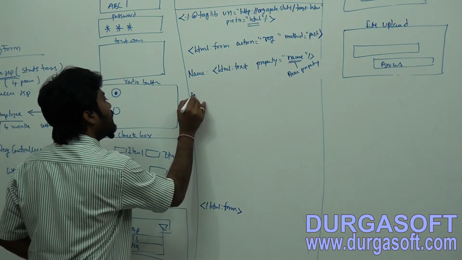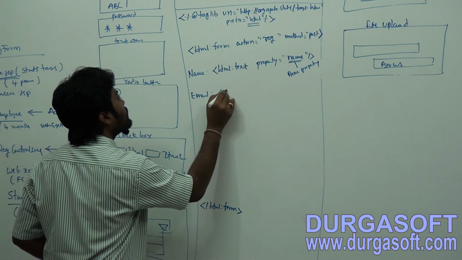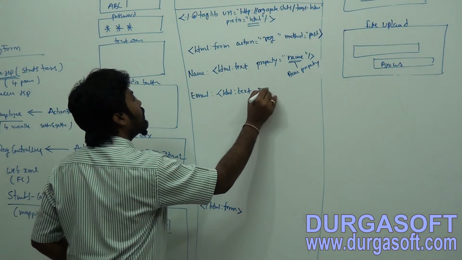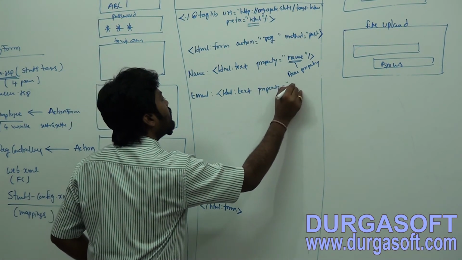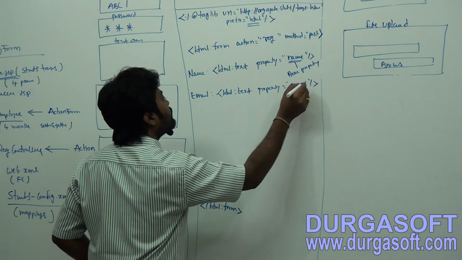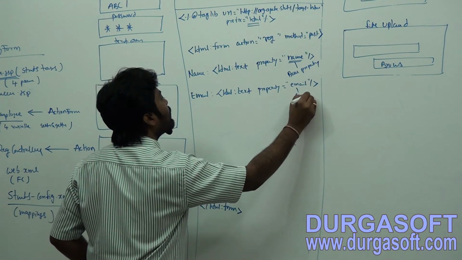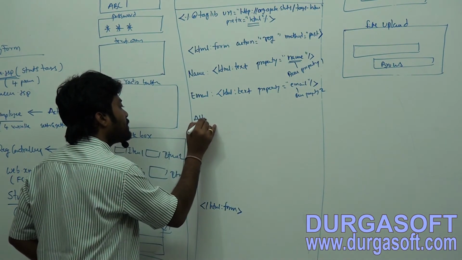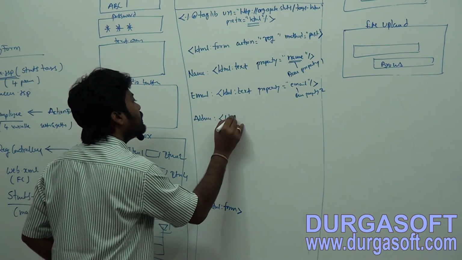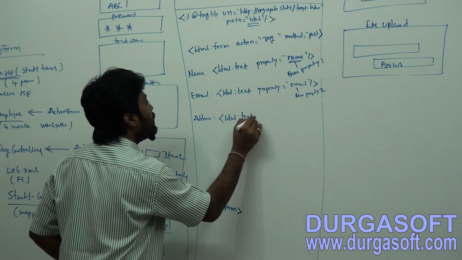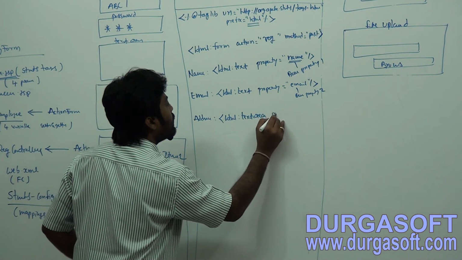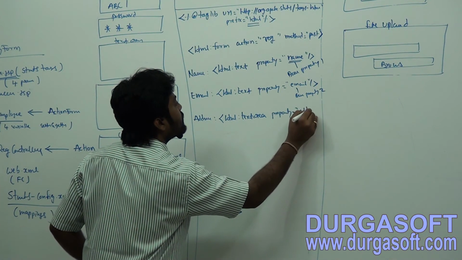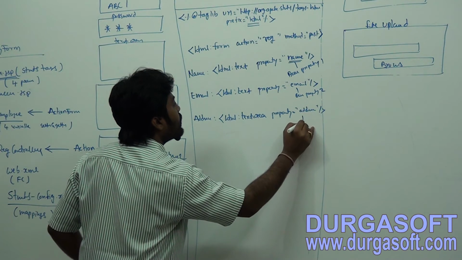And if you require email, same text box: html:text property email. One more bean property. Bean property 1, bean property 2. And if you require address, for address html:textarea, and again one more bean property, address, bean property 3.